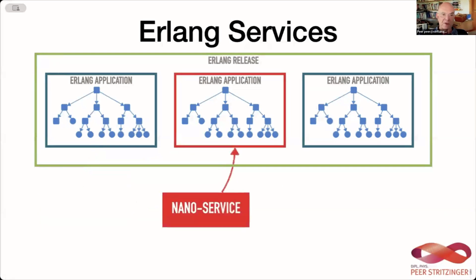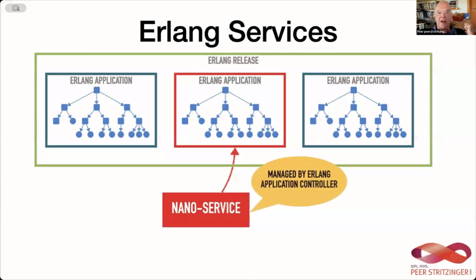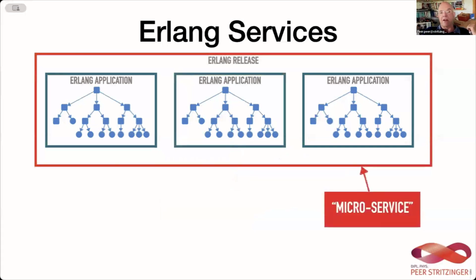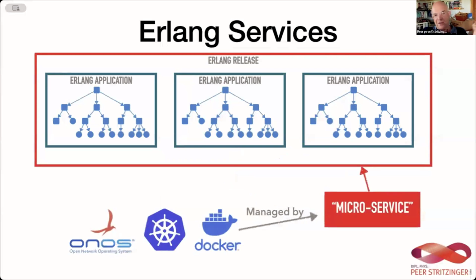And then you have a nanoservice, which is the application, a larger thing which can be started and stopped, and which would also restart the whole application if the top supervisor fails and you configure the application that it should restart. So let's call it a nanoservice. That is managed by the Erlang application controller, which is kind of a meta supervisor for applications, very similar to a supervisor. And the whole Erlang release running in the Erlang VM would then be a microservice, which could be managed by Kubernetes, basically. So it would mesh nicely in a microservice architecture if you like that.